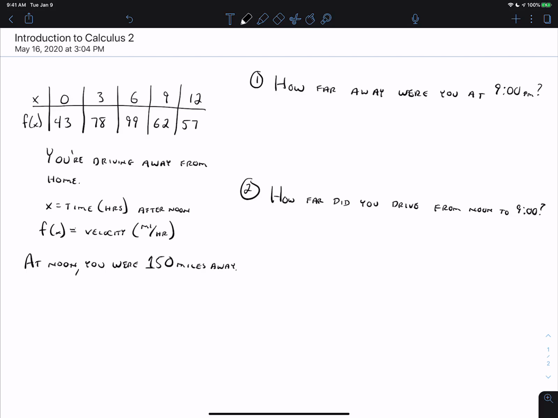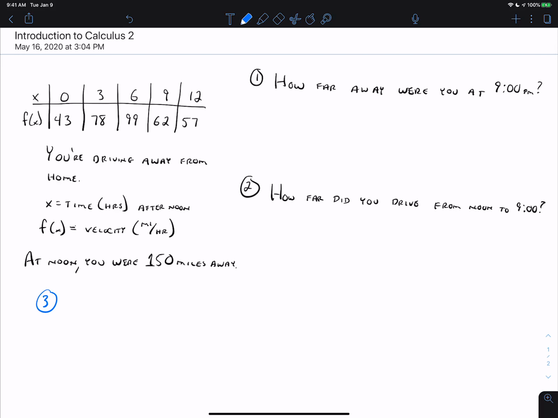Both of these questions are pretty complicated from the data that's given. Given that we only have these 5 points on the function f of x, it's impossible to answer these questions exactly, and difficult to get a good answer. I want to look at a quicker, smaller version of question 2. So question 3 is going to be, how far did you drive from 6 p.m. to 9 p.m.?